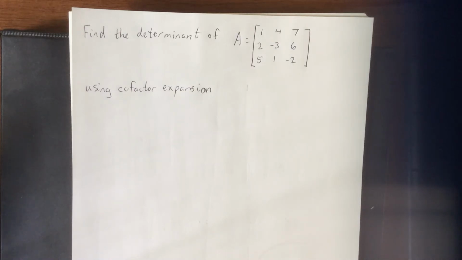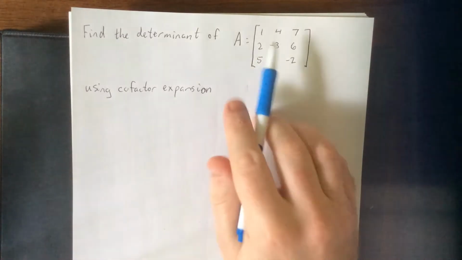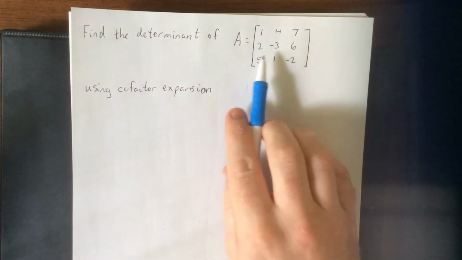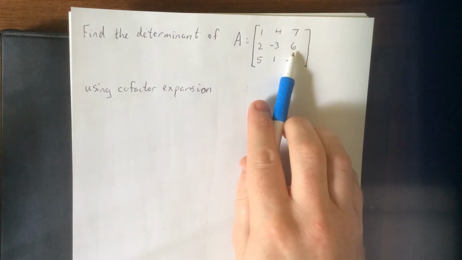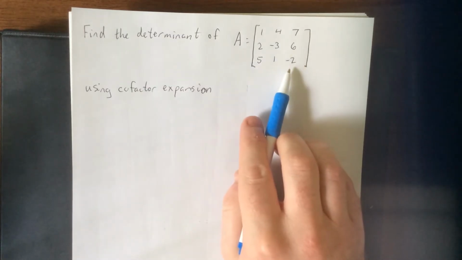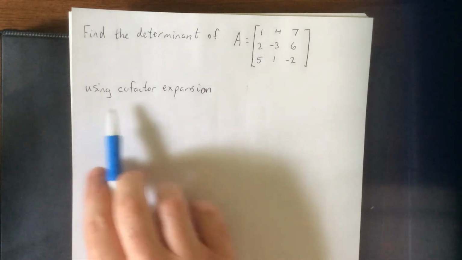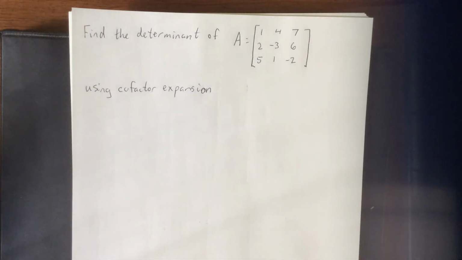In this example, we're going to be finding the determinant of the following 3 by 3 matrix. Matrix A is equal to 1, 4, 7 across the first row, 2, negative 3, 6 across the second row, and 5, 1, negative 2 across the third row. We're going to do this using cofactor expansion.